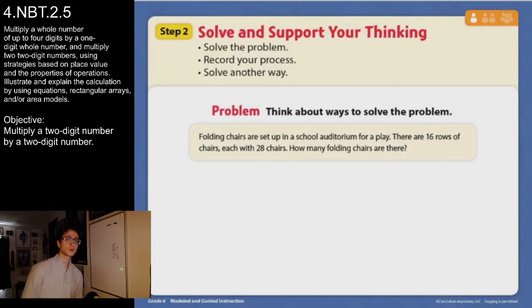So once we've determined what we are going to be solving, we can set up and solve the problem. And we can do that a couple of ways. We can use an array and literally draw all of the chairs if we wanted to do that, or we can set up an equation for multiplication or solve it with an area model.